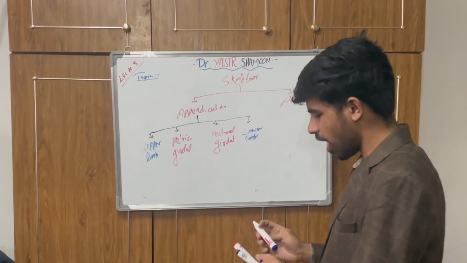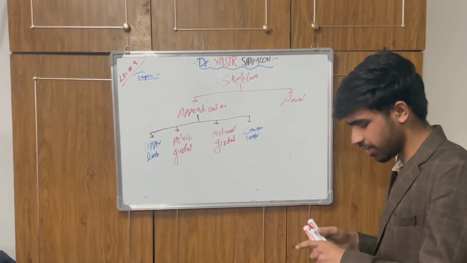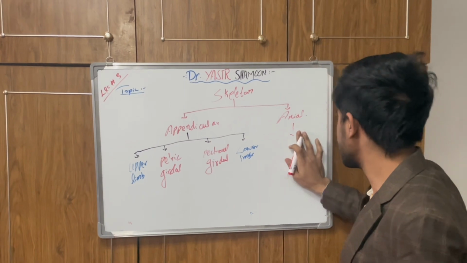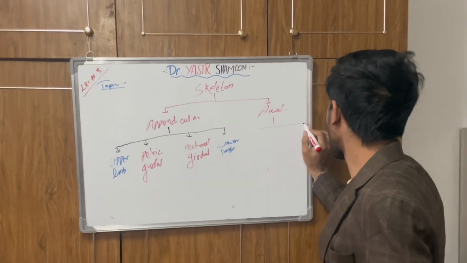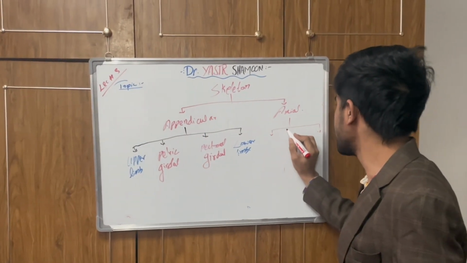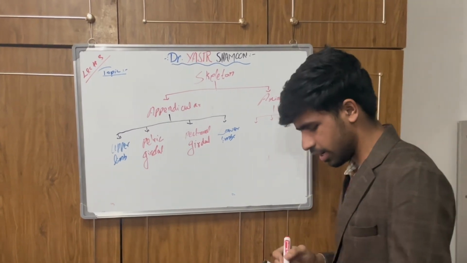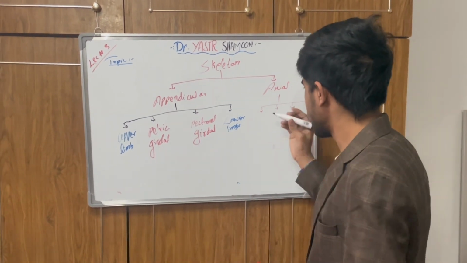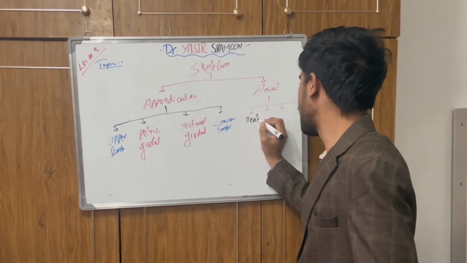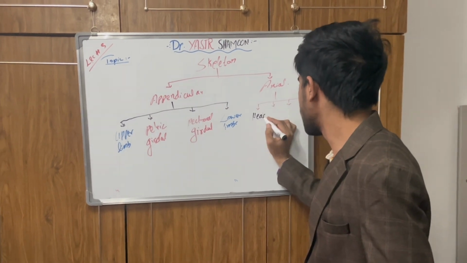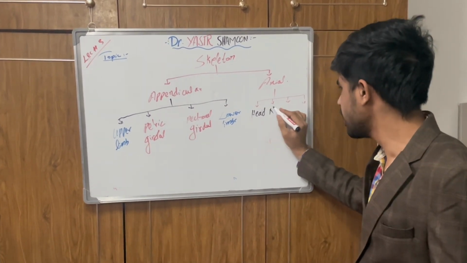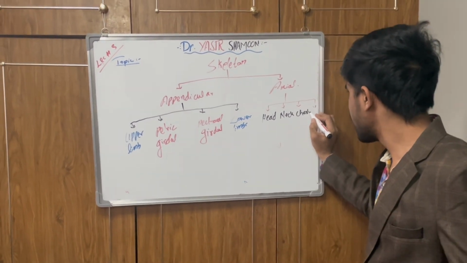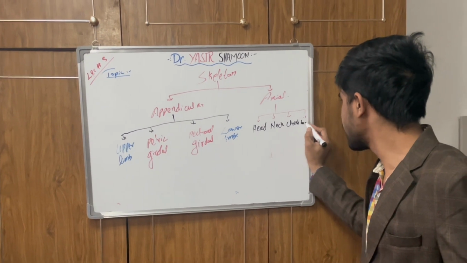Now I am discussing the axial skeleton and its parts. In the axial skeleton there are also 4 parts. First is the head, then the neck, the chest, and last is the back.